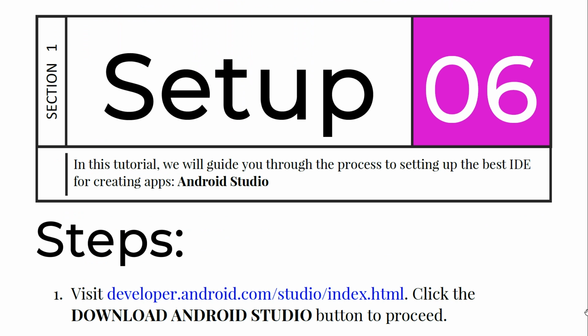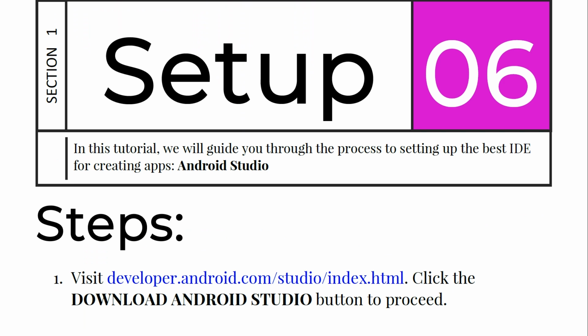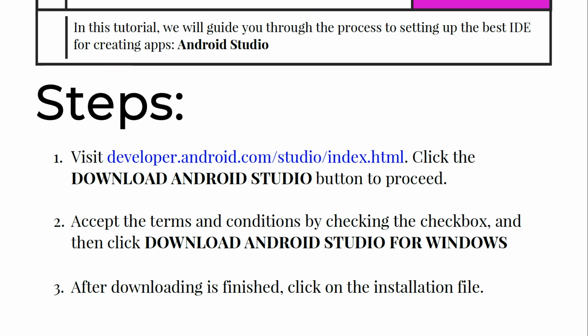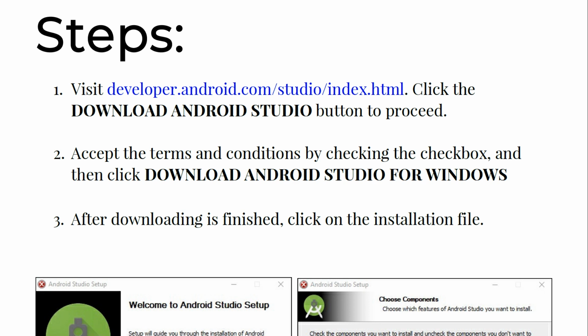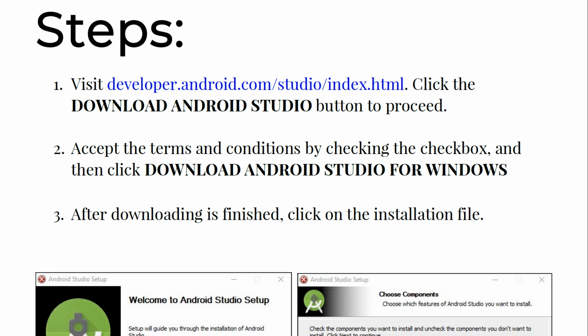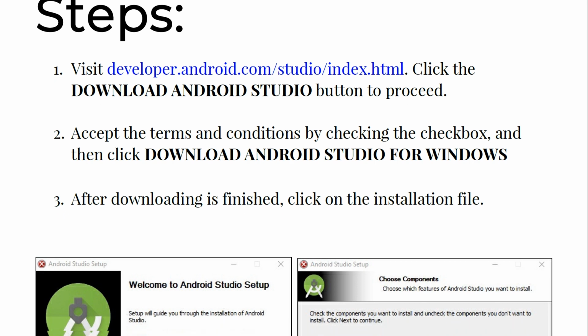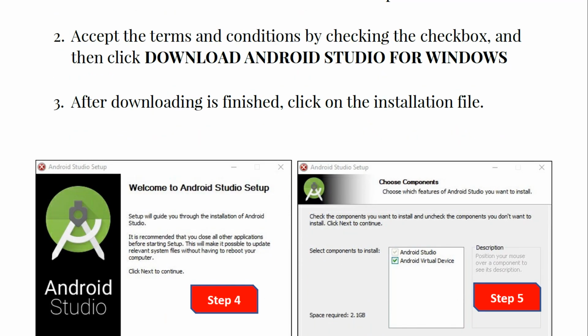In this tutorial, we will guide you through the process of setting up the best IDE for creating Android apps, Android Studio. So, steps: visit developer.android.com/studio/index.html, click download Android Studio, then download for Windows, and after downloading is finished, click the installation file.